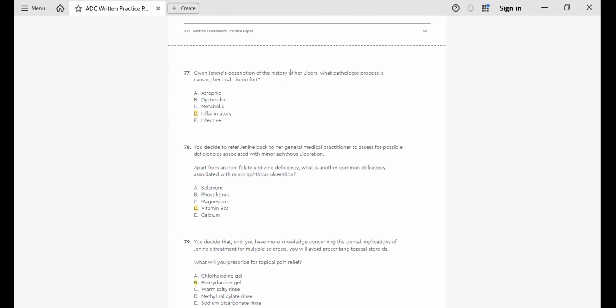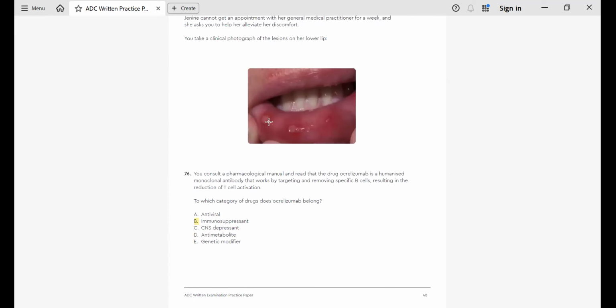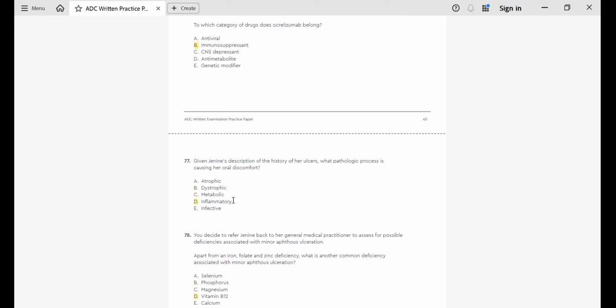Given Jenny's description of the history of ulcer, someone is asking me, Dr. Raza, can you please explain what pathological process is causing her oral discomfort? Basically, what is the process that results in ulceration? It's an inflammatory process, an immune-mediated inflammatory process. It's not atrophic, it's not dystrophic, it's not metabolic. Metabolic factors can be predisposing factors, but the process of how the ulcer forms is not metabolic. It's not infective again, right? So that's why the inflammatory option is selected, all right?